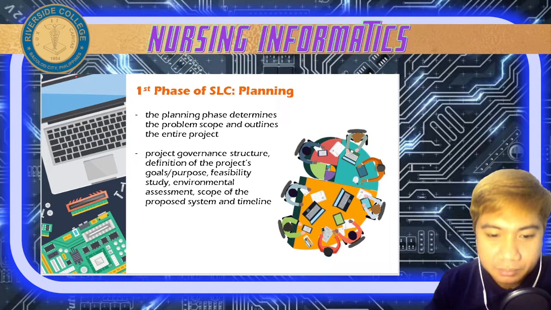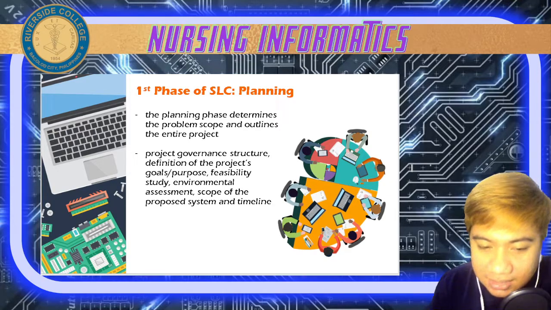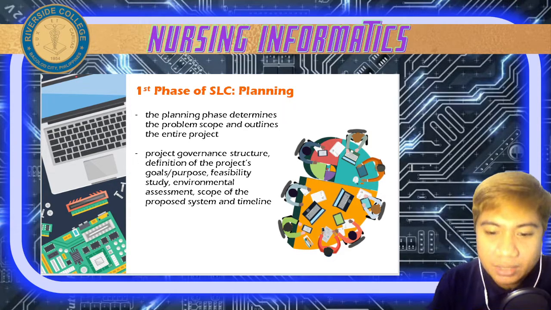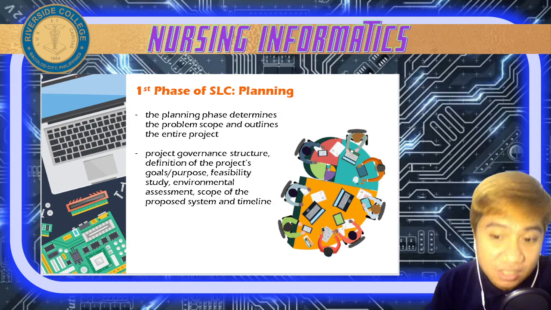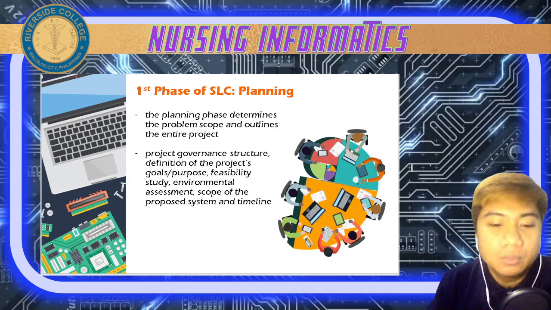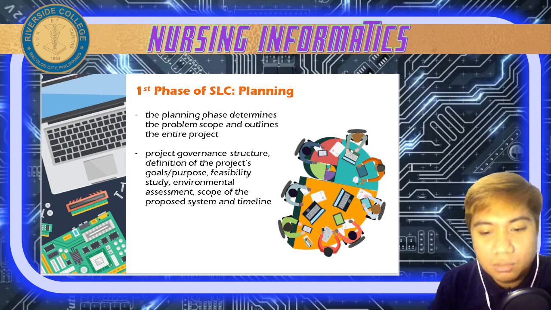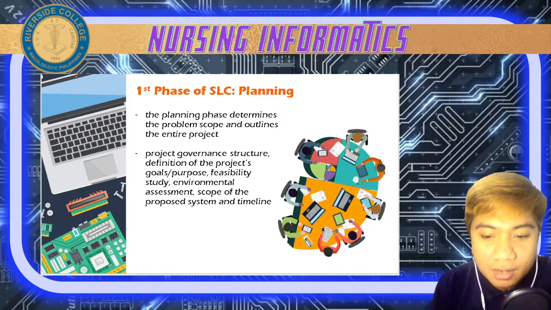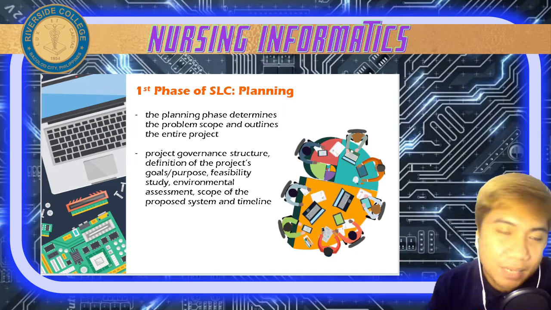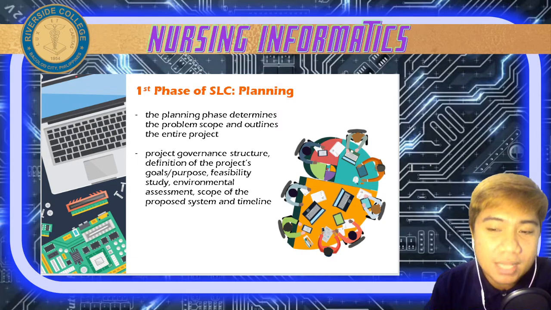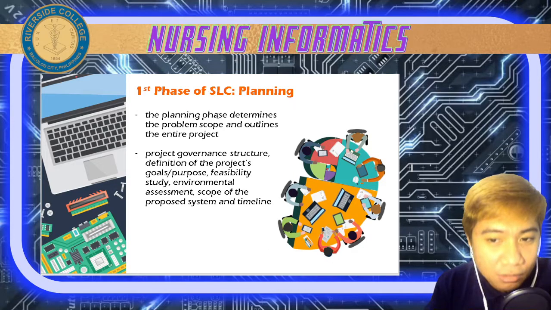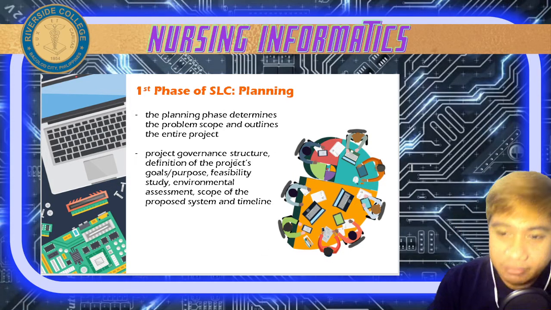Okay? We also have, class, your scope of the proposed system and timeline, wherein we try to establish the system constraints and outline what the proposed system will and will not produce. So it includes the scope, which are the criteria by which the success of the project will be judged. So the planning phase includes these activities.